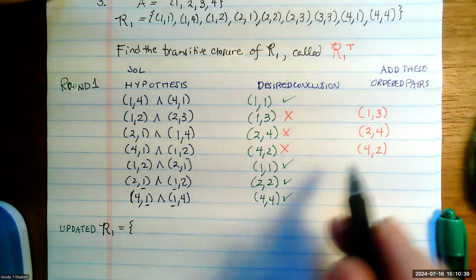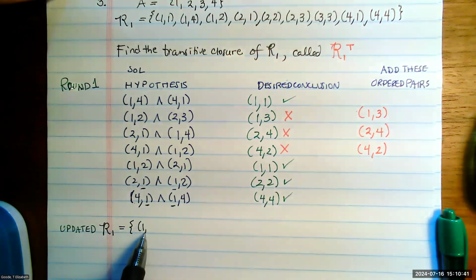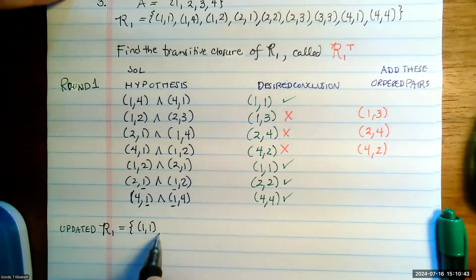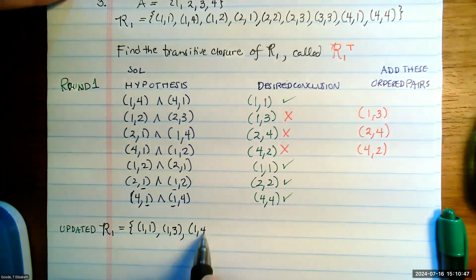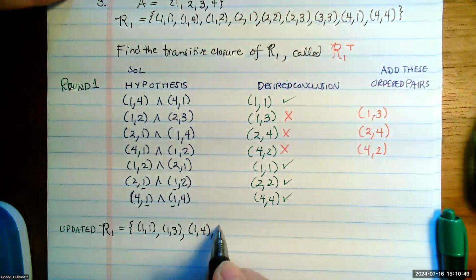All right, so we have 3 to add. So now we have (1,1). We're going to add (1,3). We have (1,4), because these aren't quite in order. (1,2).